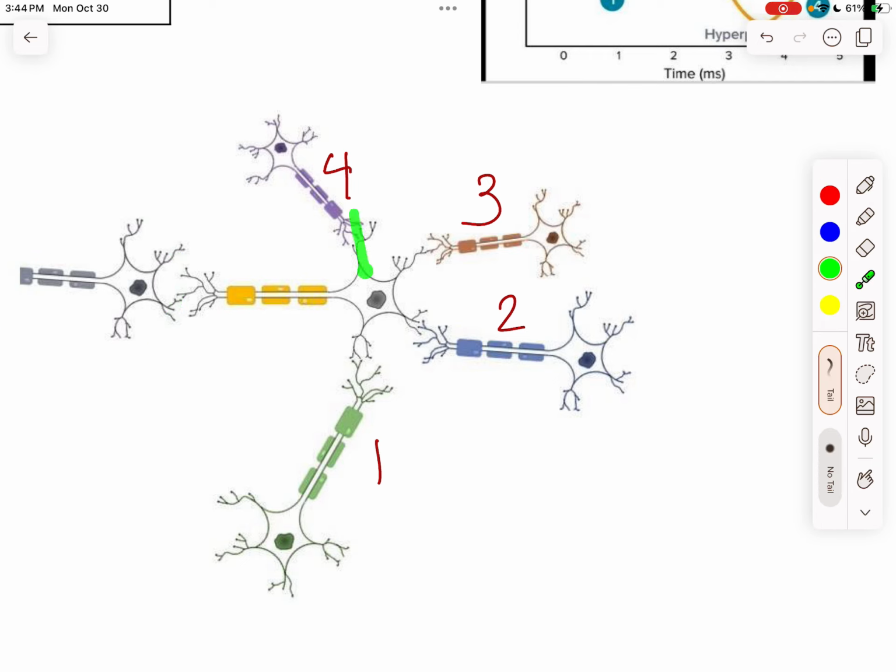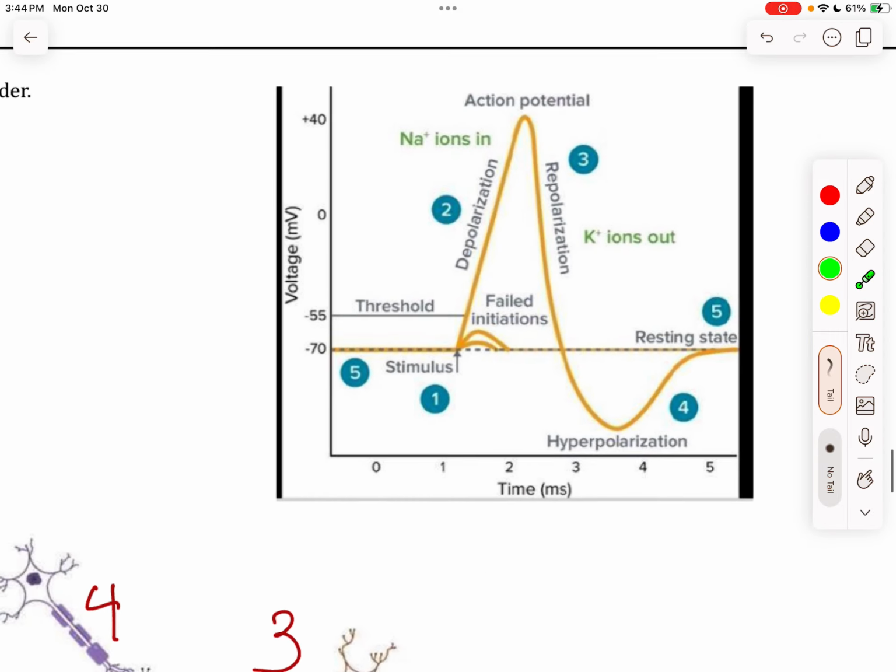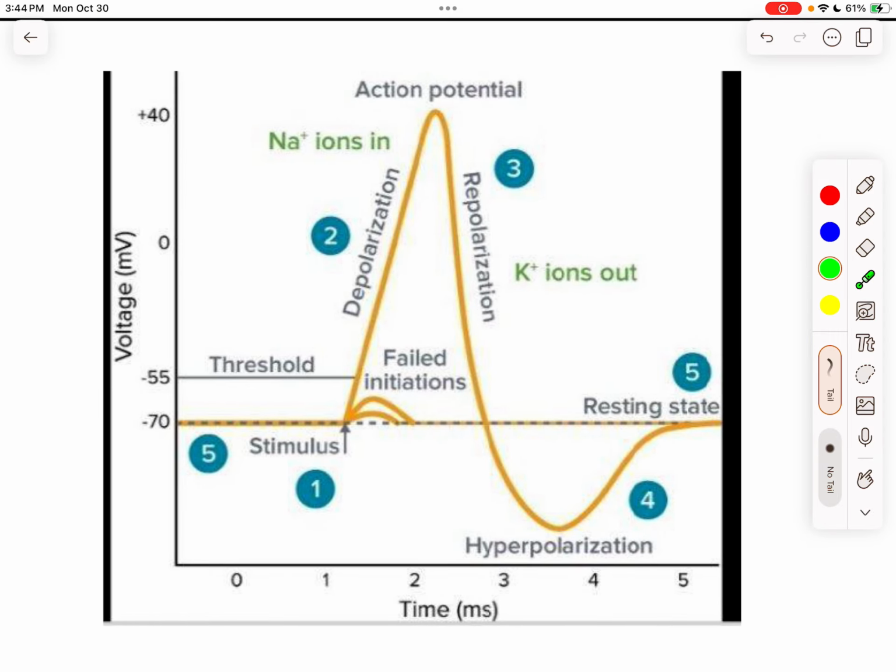You're going to see 1, 2, 3, and 4. They're going to synapse with the dendrites of this neuron, and we are going to see whether we meet threshold at this axon hillock part to then fire and move on. So once again, if it is not above minus 55 millivolts, or more positive, it will be considered a failed initiation, and it's just not going to work.